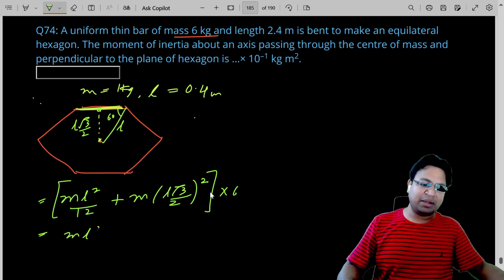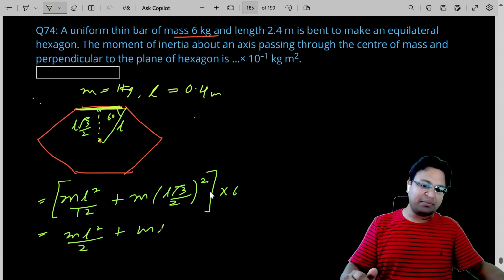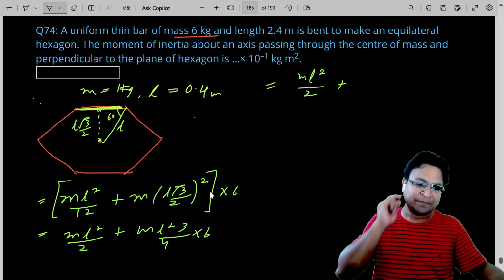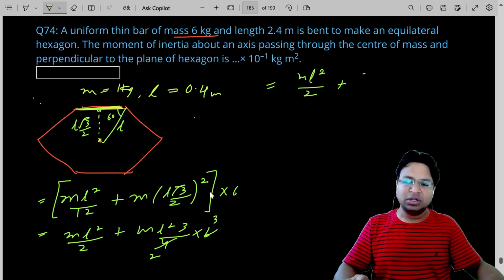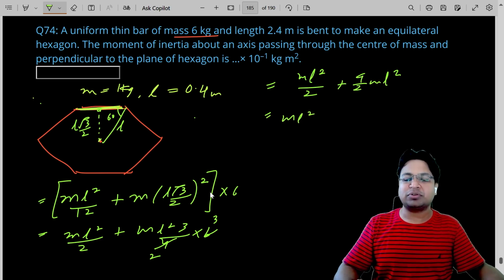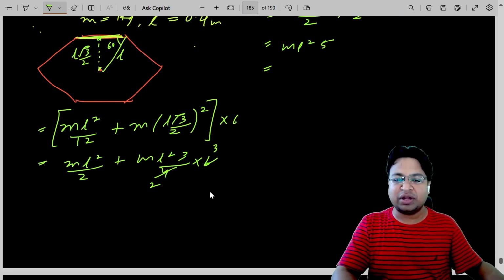So it will become ml square by 2, I've multiplied the 6 inside, plus ml square 3 by 4 into 6. So this becomes ml square by 2 plus, here it will become 2, 3, 9 by 2. So 9 by 2 ml square. So ml square can be taken out as a common quantity. Half plus 4.5 is 5. So 5 ml square. Okay, so m was 1 here.